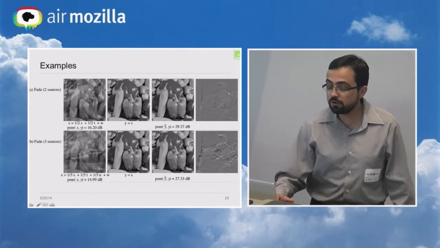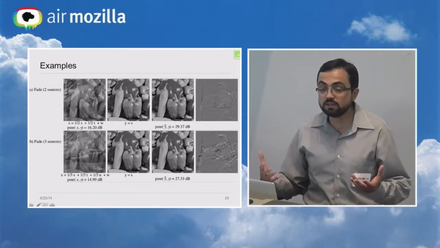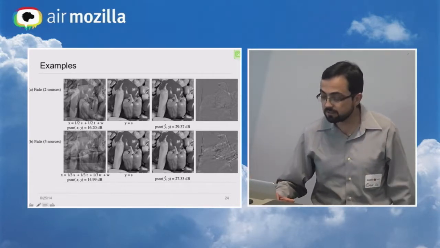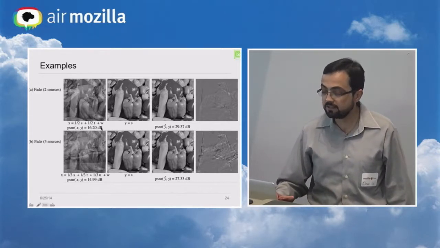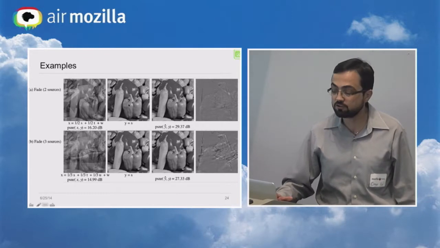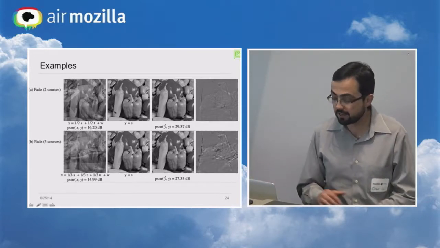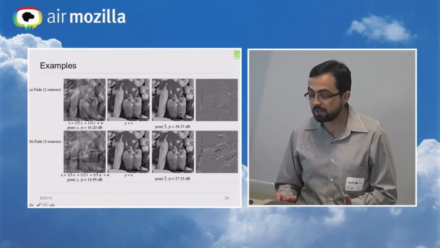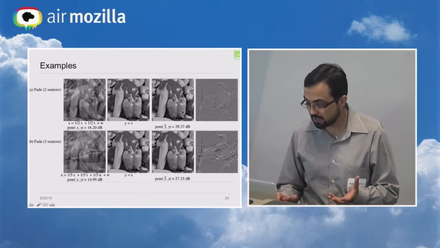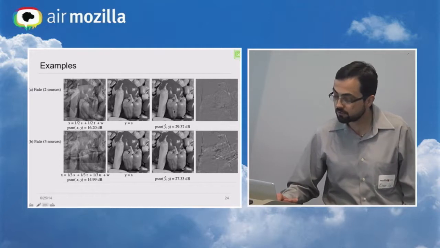So let me go and do a fade example. Here, we're doing this debarbarating now. And this is basically peppers plus Barbara over 2 plus some noise. And it's at 16.2 dB with respect to peppers. Obviously, a terrible anchor. And with our technique, you can build that up to around 30 dB anchor. So again, generating like 13 dB or so improvements.